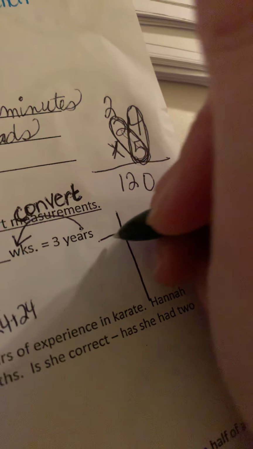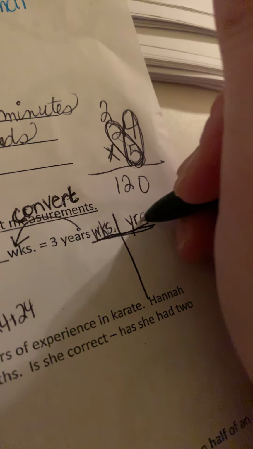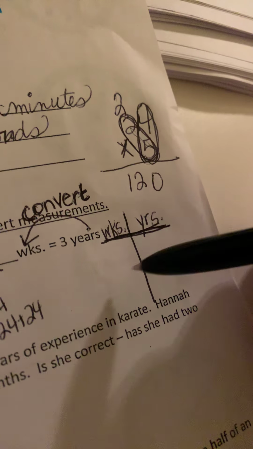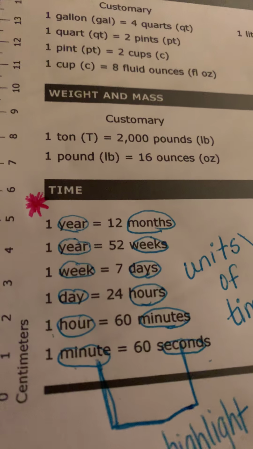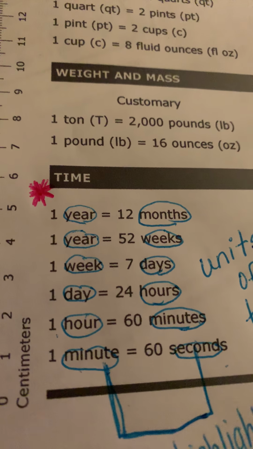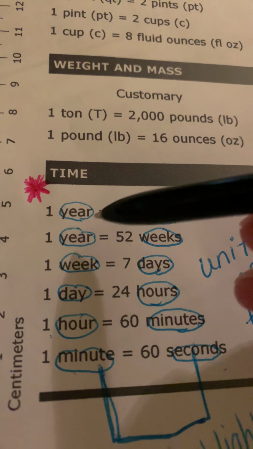Let's do this one flat out on the T-chart. What should I put at the top? Yes, weeks, W-K-S period. Years, Y-R-S period. Where do I look for this information? Because I don't know how many weeks are... Oh, yeah, my star chart. Okay. Weeks and years. And remember, they have to be on the same line. Like this is year, months. Oh, okay. Weeks and years.